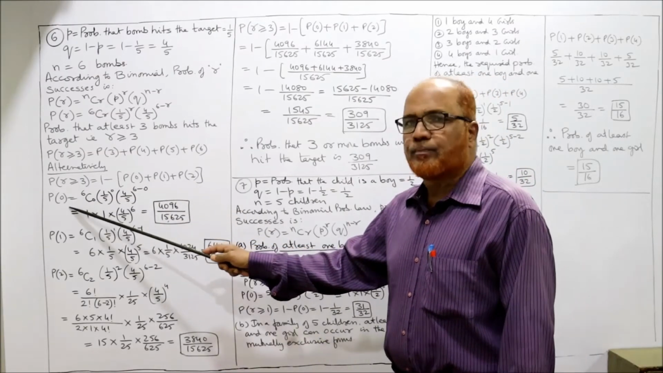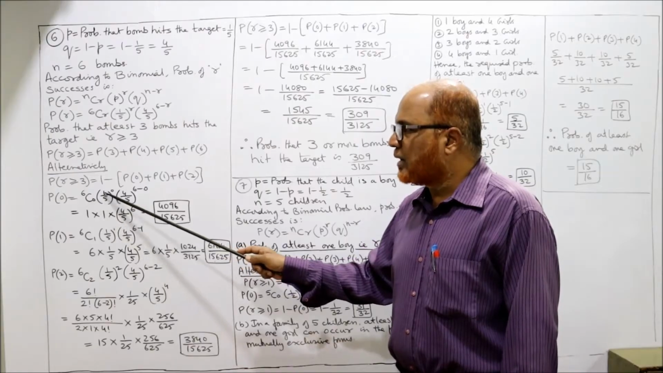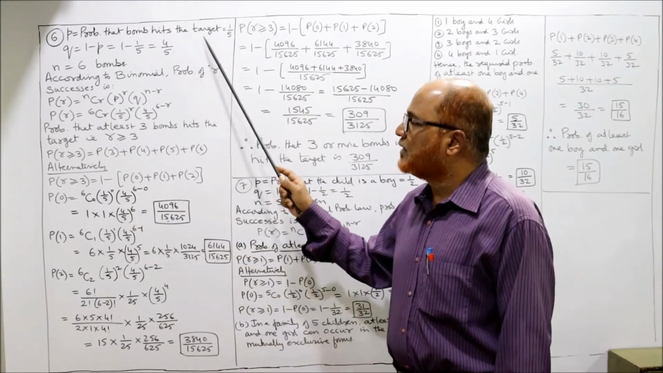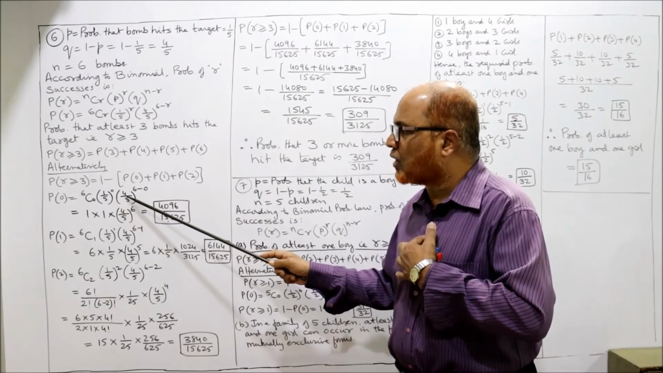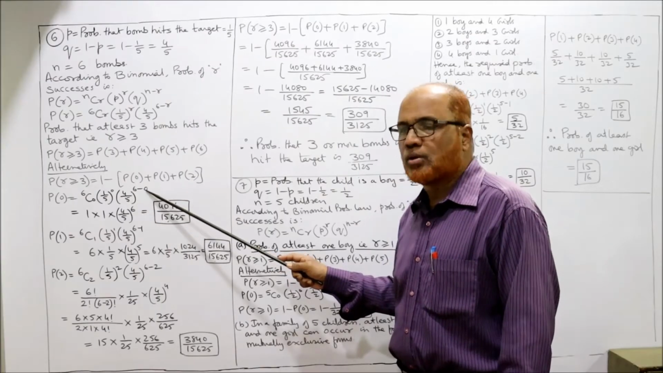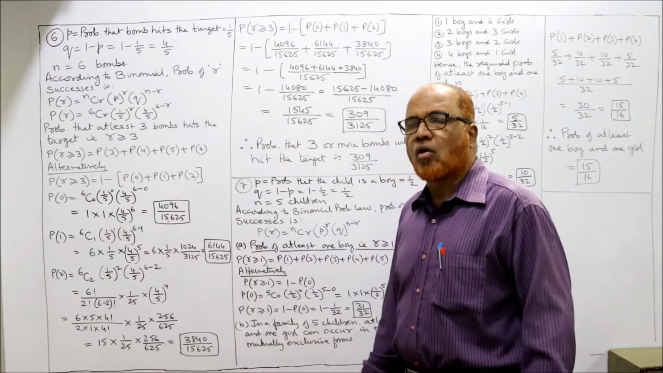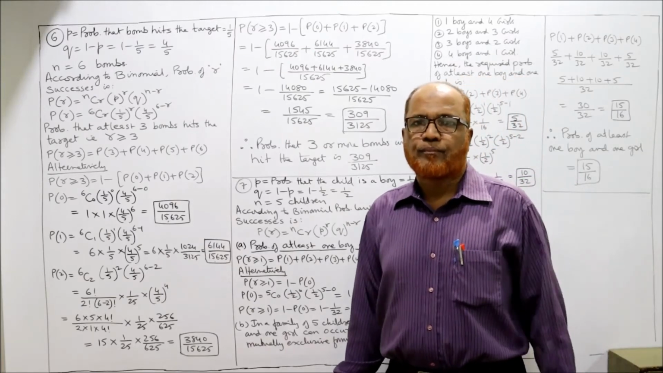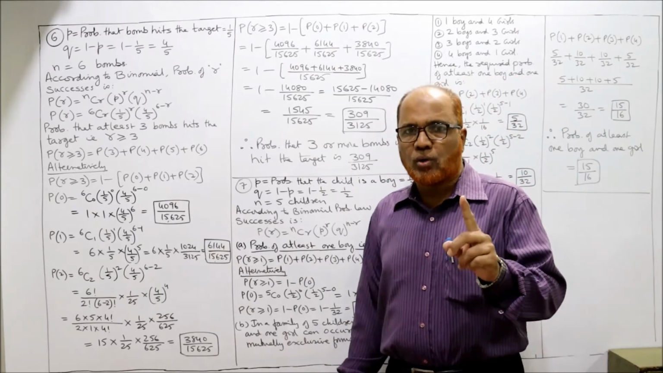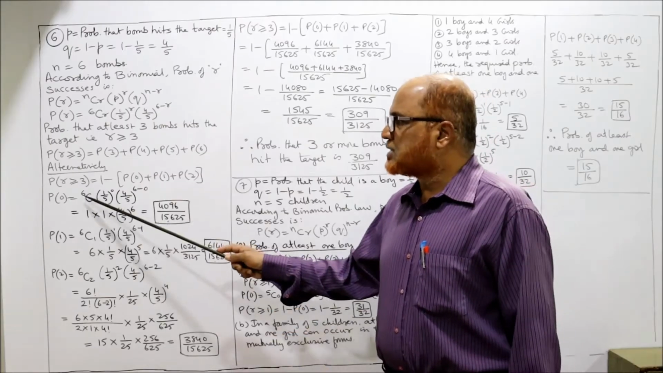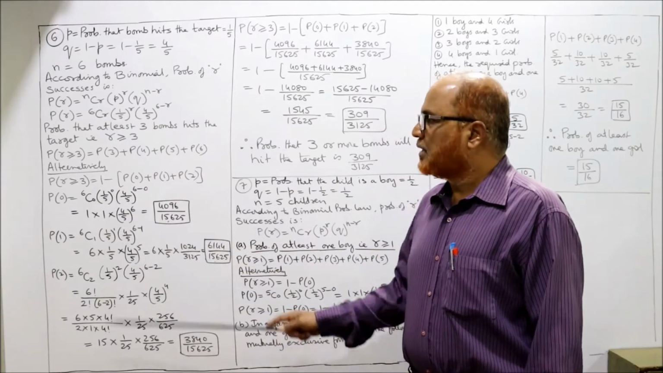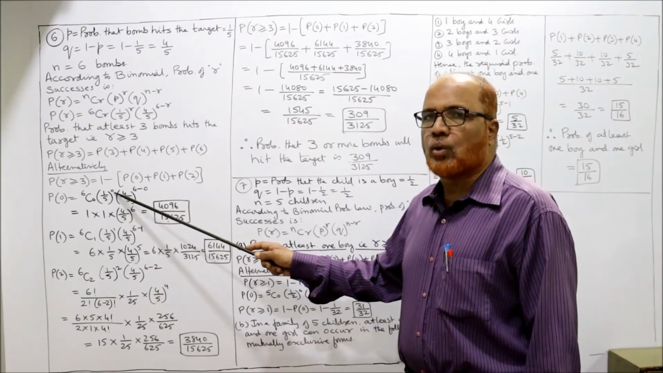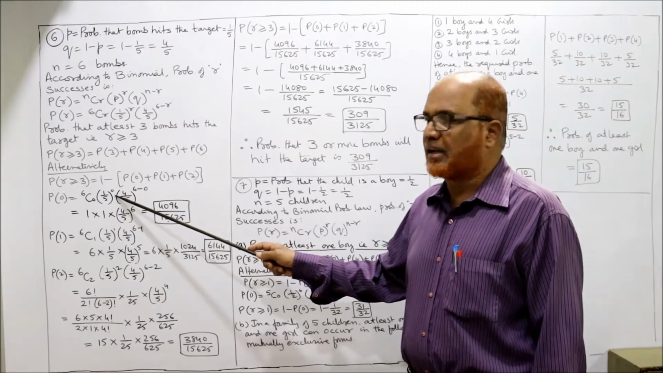So P of 0, 6C0, 1 by 5. P is 1 by 5, so 1 by 5 to the power of 0, 4 by 5 to the power of 6 minus 0. So 6C0 is 1. Already in the starting problems I told you NC0 is equal to 1. So 6C0 is 1. Then 1 by 5 to the power of 0: anything raised to the power of 0 will be 1.